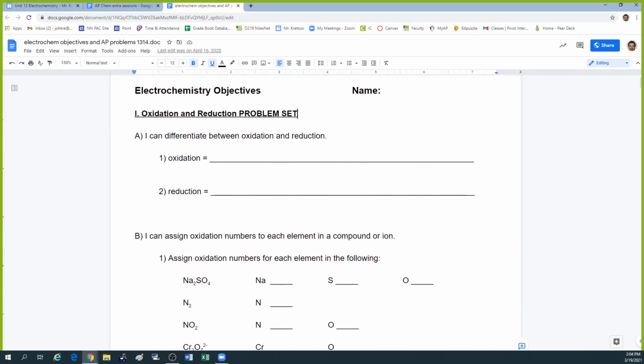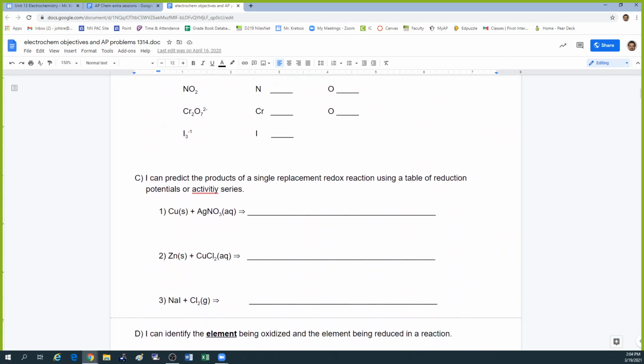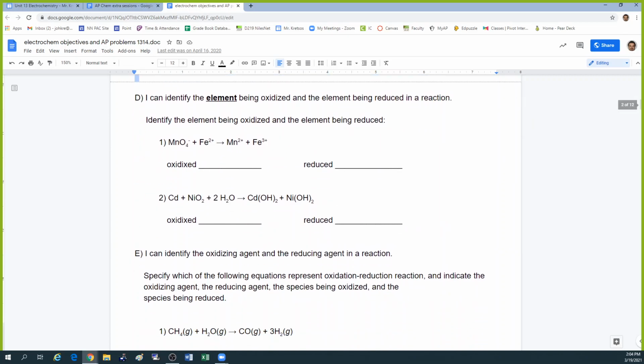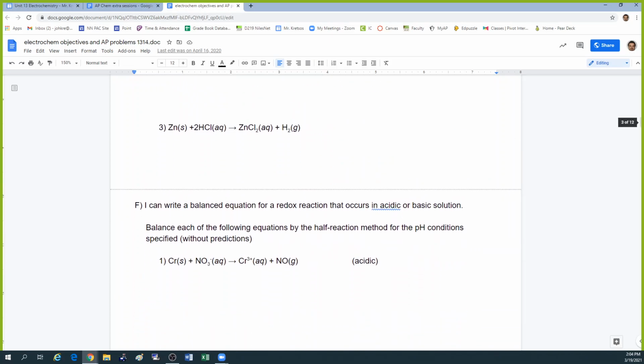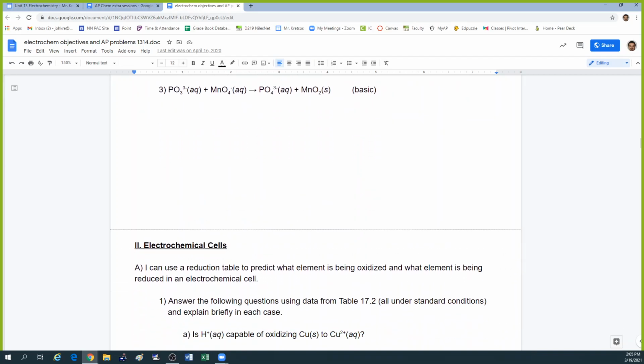So as you can see, we're going to remind ourselves what the definition is of these processes, how to assign oxidation numbers, predicting replacement reactions. This we might skip for now until we start learning about the reduction potentials, which will be next time. So this I might just wait on. But then figuring out what's oxidized and reduced, as well as oxidizing and reducing agents. And then, of course, our favorite, balancing redox equations. That was mostly the stuff we did before.